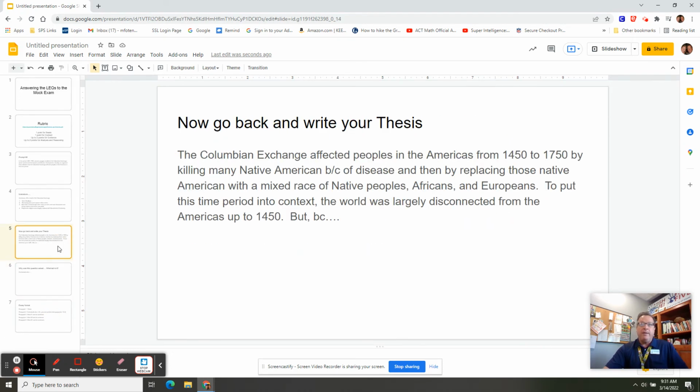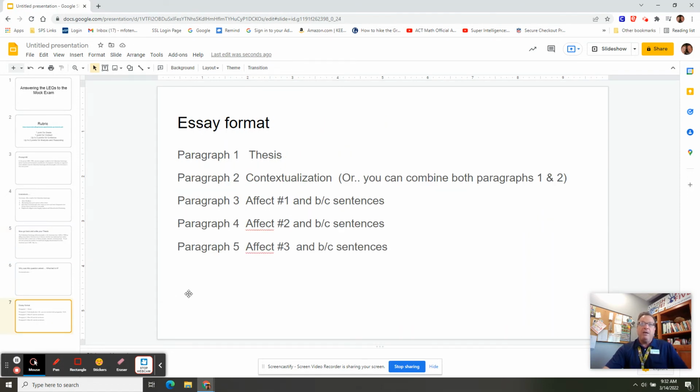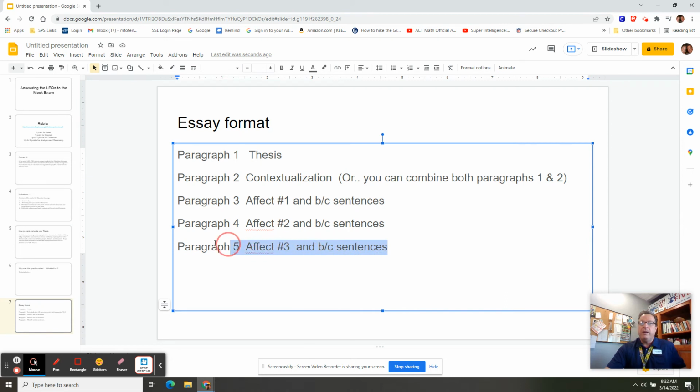And there you've already got two points. You've got your thesis, you've got your contextualization, and then you can get into the rest of the essay. And again, this will help you with that.